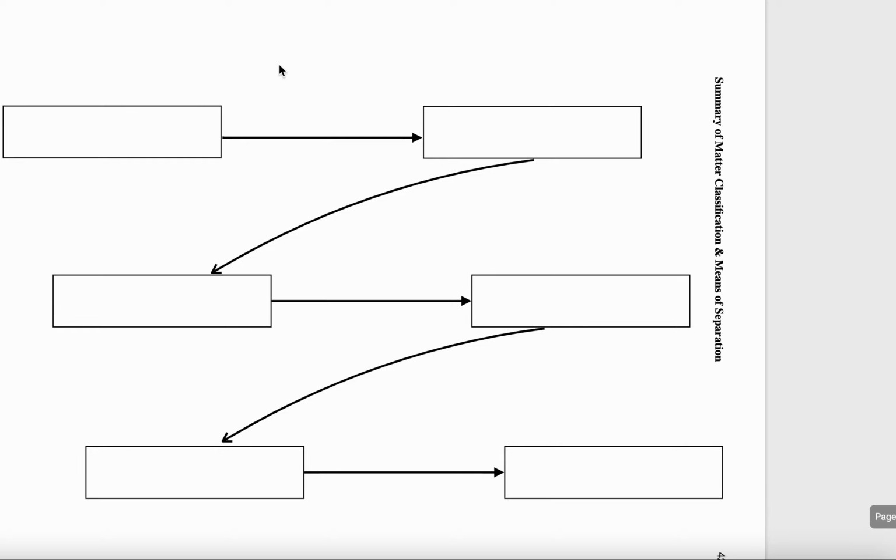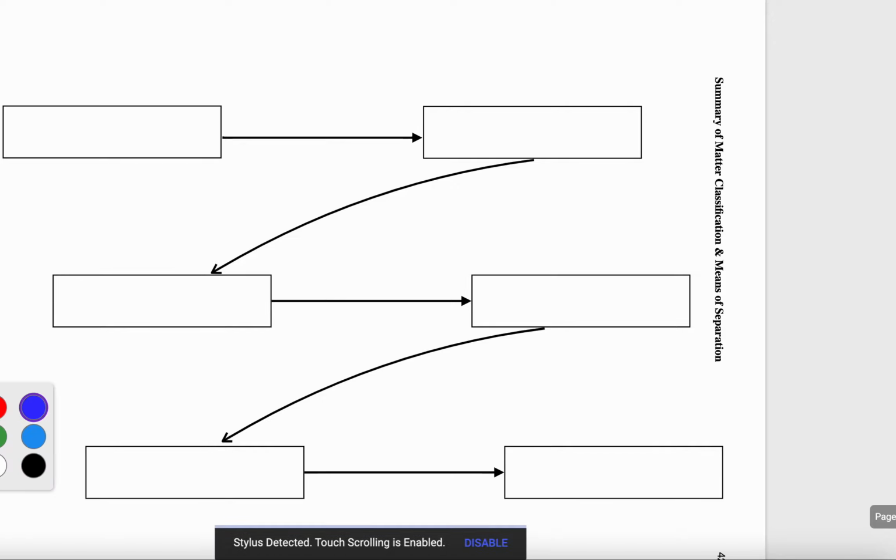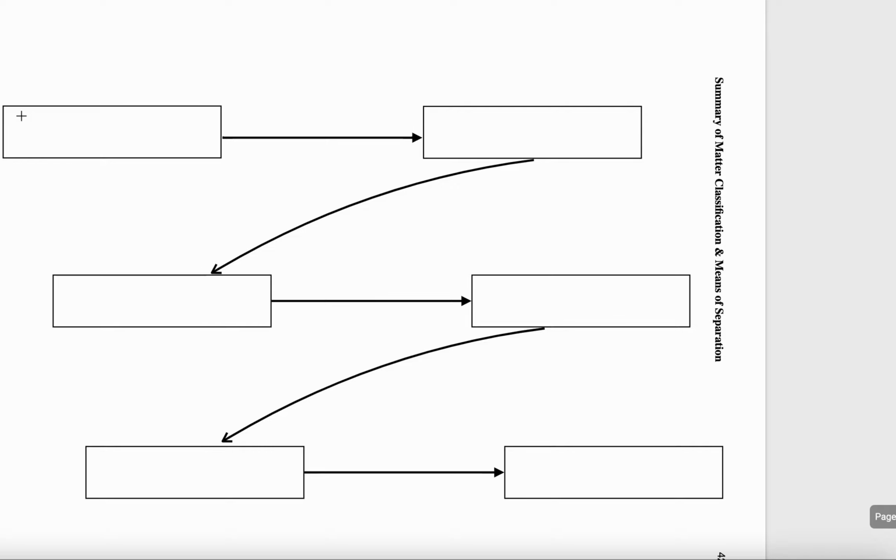p42, which is a summary of matter classifications and means of separation. So I'm going to start here in this first box. This first box represents our most mixed up form of matter, which we would refer to as heterogeneous. When we look at a heterogeneous sample of matter, it is always a type of mixture.